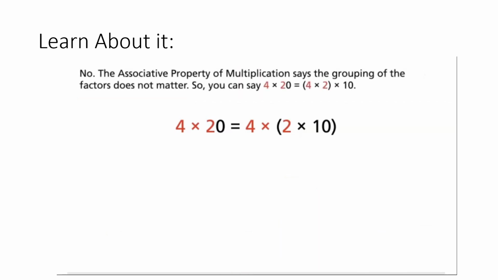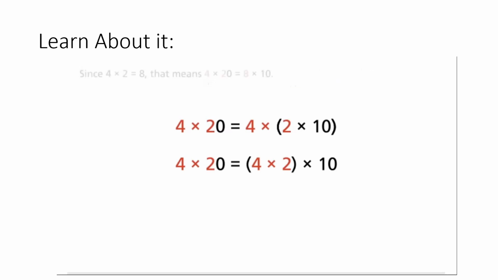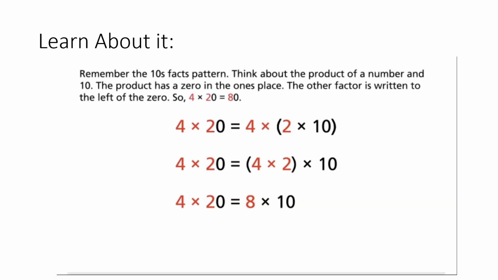No. The associative property of multiplication says the grouping of the factors does not matter. So you can say 4 times 20 equals the quantity 4 times 2 times 10. Since 4 times 2 equals 8, that means 4 times 20 equals 8 times 10. Remember the tens facts pattern. Think about the product of a number and 10. The product has a 0 in the ones place. The other factor is written to the left of the 0. So 4 times 20 equals 80.